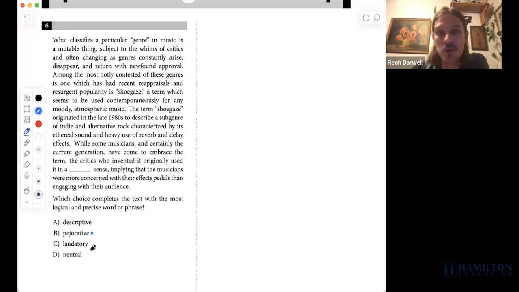So something that is laudatory is praising something, right? He is lauded for being a deep thinking director, right? Meaning people respect and praise him for that. Pejorative is a word that has kind of a negative connotation, right? So we use pejorative to refer to words that create a negative connotation, right?